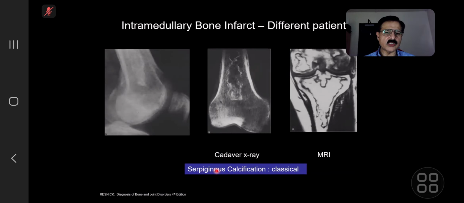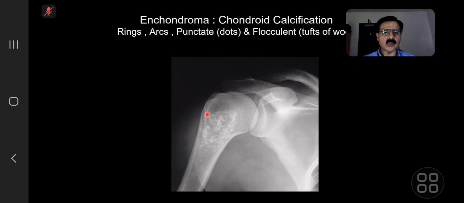This is the word which should be in your vocabulary. Serpiginous, look at the edge. This is a cadaveric X-ray. And you can see this, look at it, it is at the edge. And look at this MR and this calcification corresponds to this. Why is this differentiation important for your exam? It is important for your exam because of this.